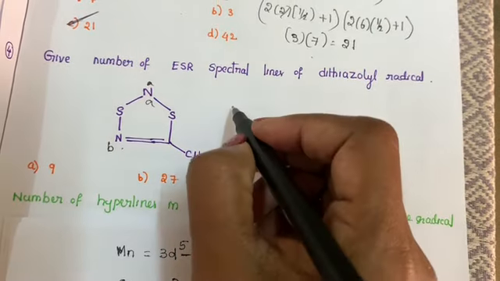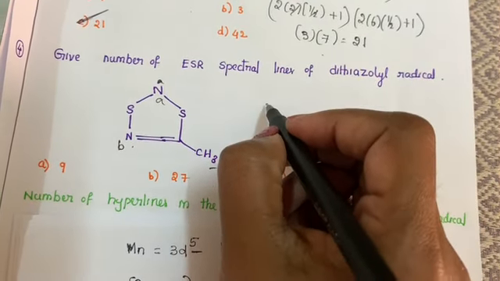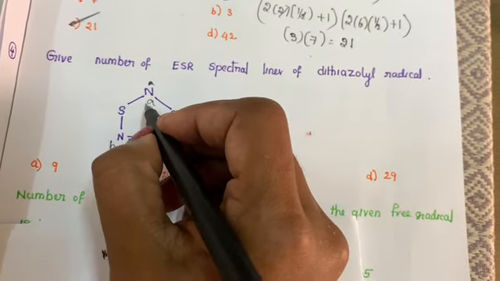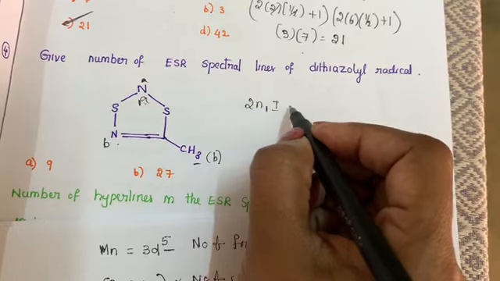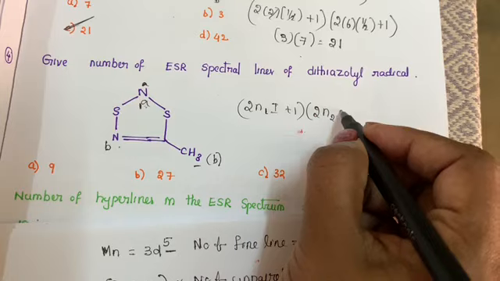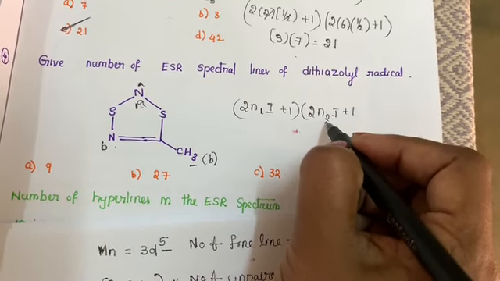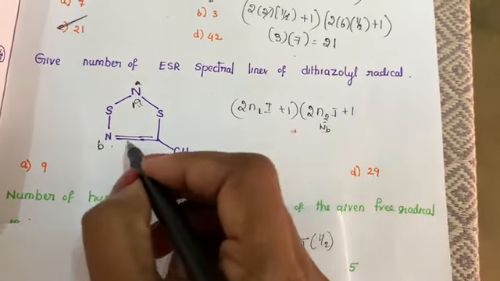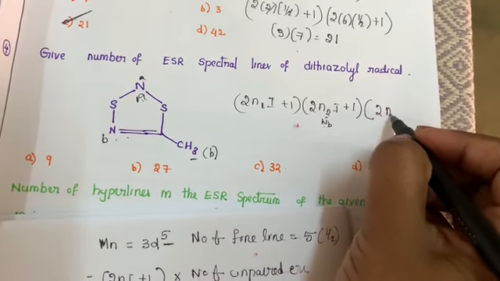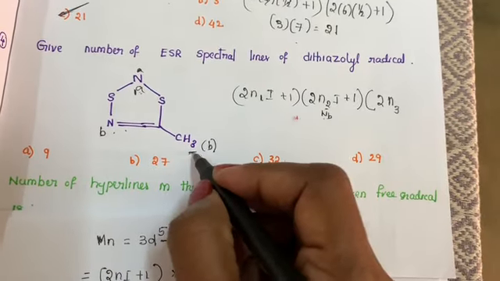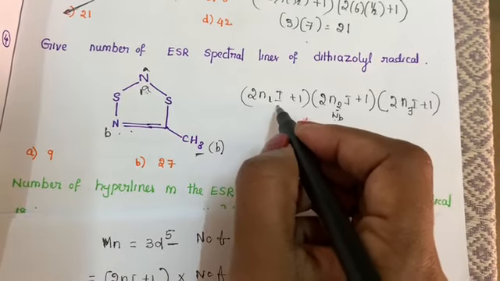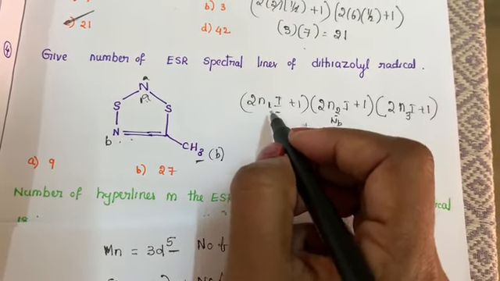So overall the multiplicity of this compound can be calculated as follows. Consider this one category, 2N1I plus 1. This is the first nitrogen, and the other is 2N2I plus 1. These two are considered as Nb, the second category of nitrogen, multiplied by 2NI plus 1, where we are considering all three hydrogens of the methyl. As we know, the I value for nitrogen is 1, so we need to remember this value.